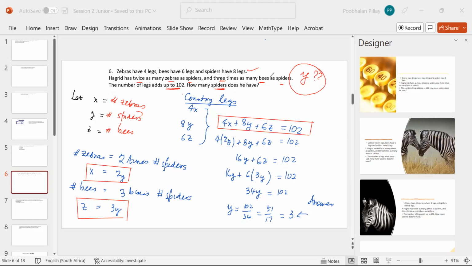If the question was, how many bees does he have? Once you have y equals 3, you go to the bees, which is z, and that is 3 times y. So he's got 9 bees, 3 times 3, and he's got 6 zebras. 6 zebras, 9 bees, and 3 spiders. If you add up all the legs, you get 102. So that is the answer to that problem.